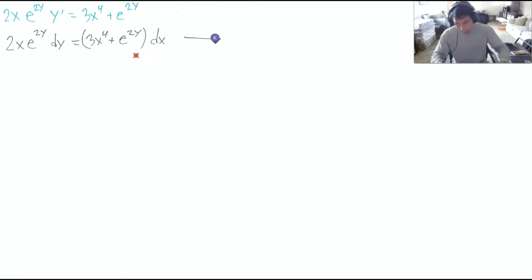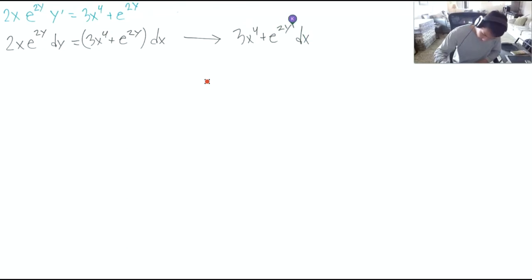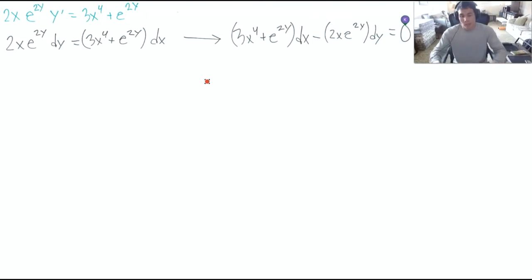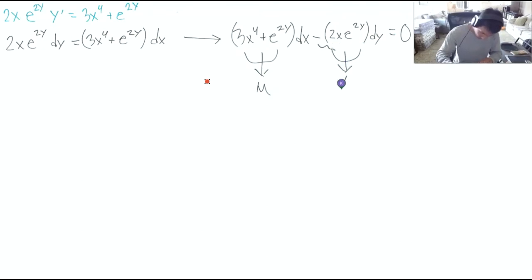Okay, and then I want this to be in the form that I usually like it, so I'm going to get this side and subtract it here. So I'm going to have 3x to the 4th plus e to the 2y dx minus 2x e to the 2y dy. And this is all equal to 0 now. Okay, so then we could see that this is M, and including the negative is N.